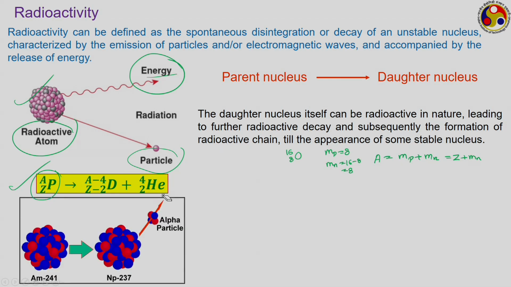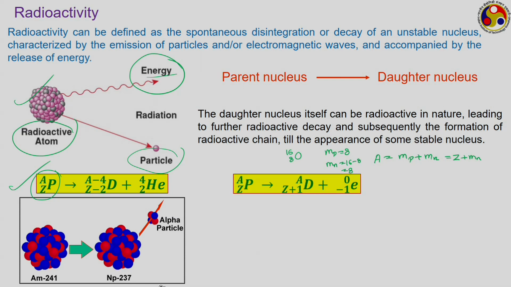So, this is the representation of it. Am is americium. So, an americium nucleus having a mass number of 241 goes for an alpha decay, producing neptunium having a mass number of 237 and an atomic number 2 less than americium.